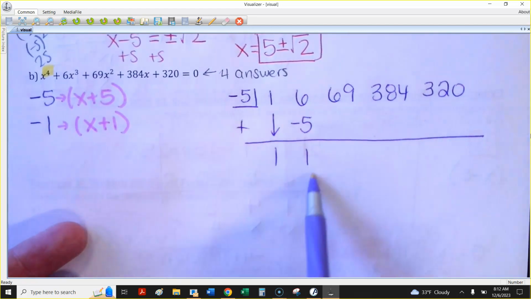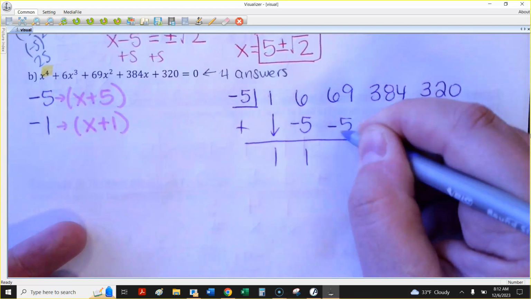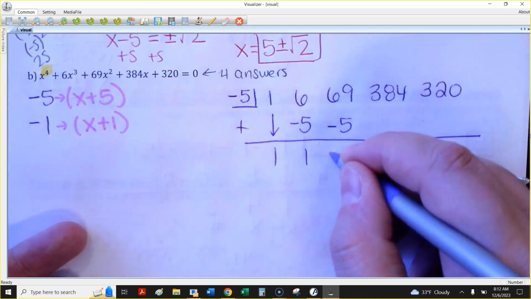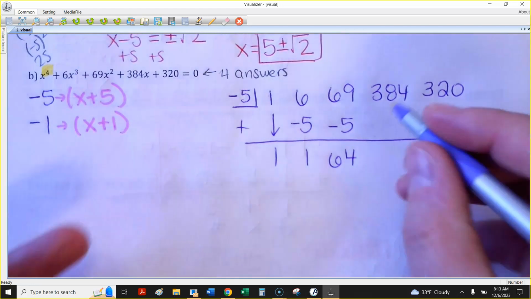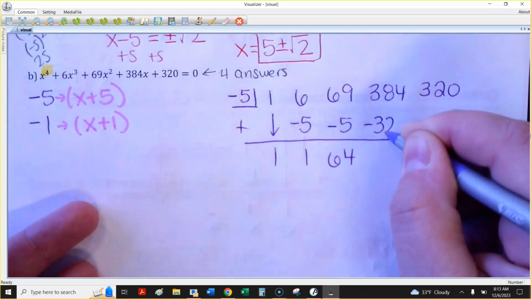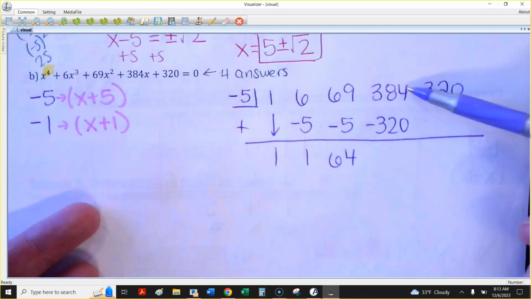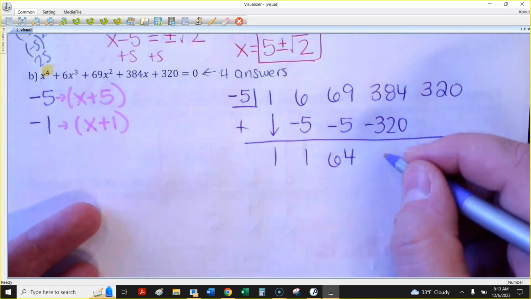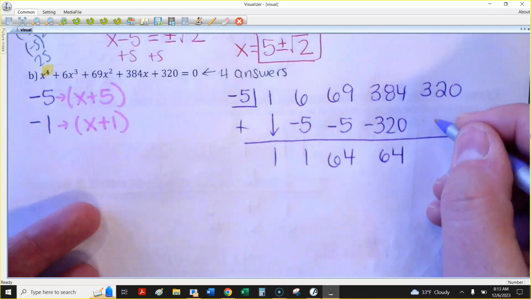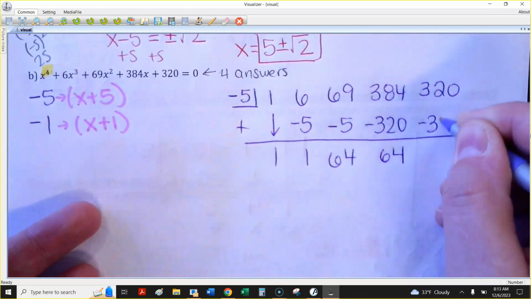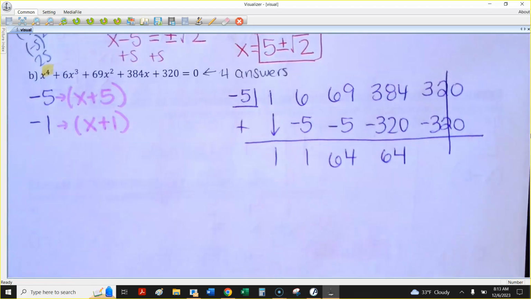-5 times 1, -5 again. We're going to add this, and we're going to get 64. 64 times -5 is -320, and I'm going to subtract that from the 384. You'll get 64. And then 64 times -5 is -320 again. So those cancel and I don't have a remainder.